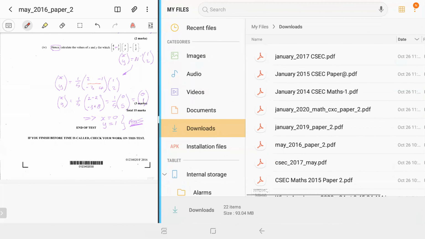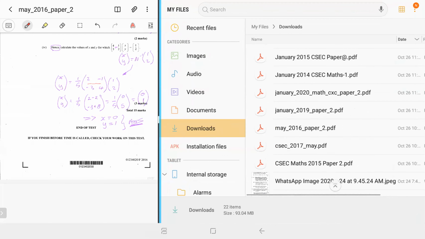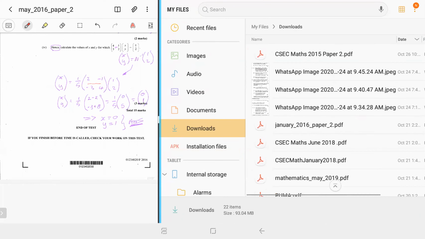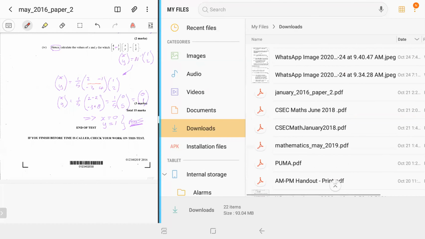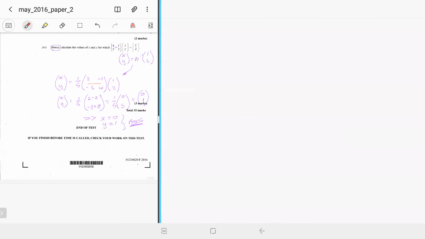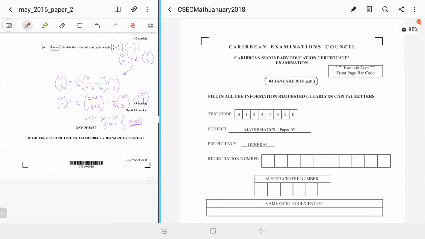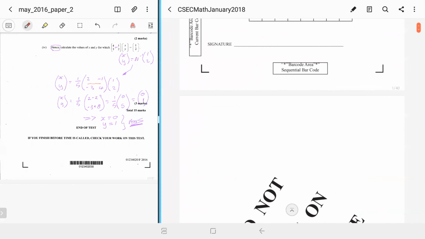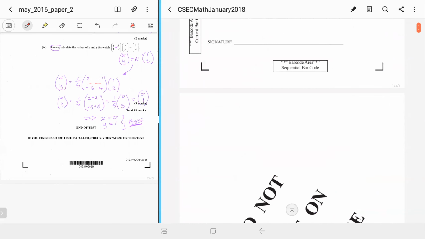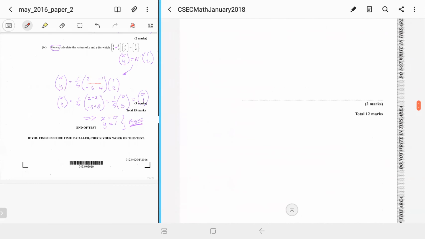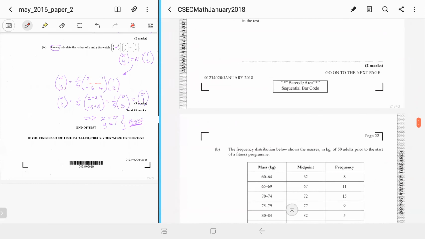More maths equals better maths. Study hard, pass easily. You want to pass the exam easily? You have to study hard. The way to make the exam easy is to study hard.